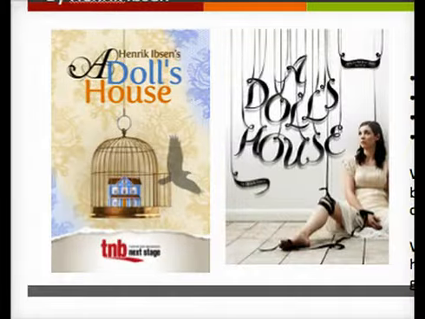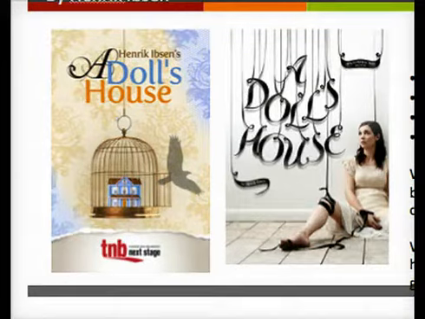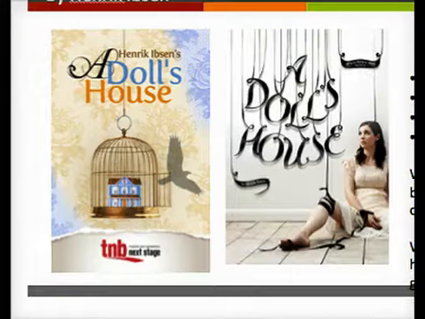But first, I want to take a closer look at these two images of cover art for the play itself. Once you see the cover art, you can start to gather some ideas of what thematic ideas are presented in the play. So in this first image, you have a house inside of a bird cage, and then a silhouette of a bird flying free outside of the cage.